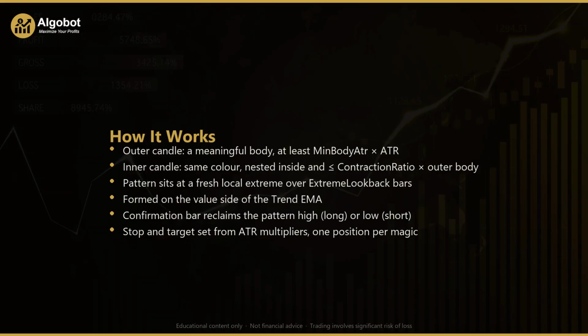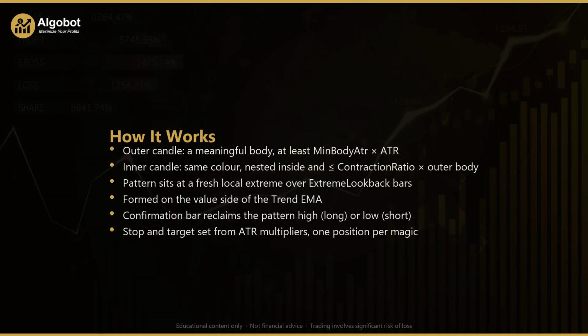Now let's walk through exactly how the strategy makes a decision. The EA only acts once a bar has fully closed, so it works with settled candles rather than a flickering live price. It labels the three most recent closed candles. The oldest of the three is the outer candle, the first push. The middle one is the inner, contracting candle. The newest is the confirmation, or reclaim, bar.